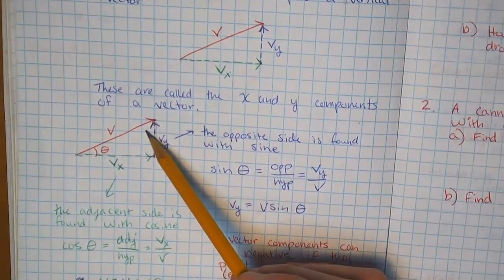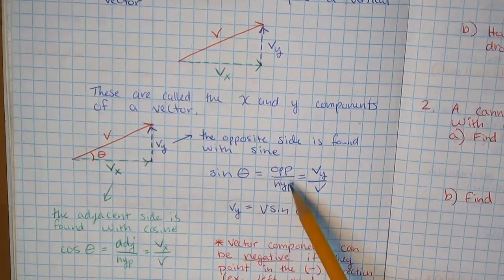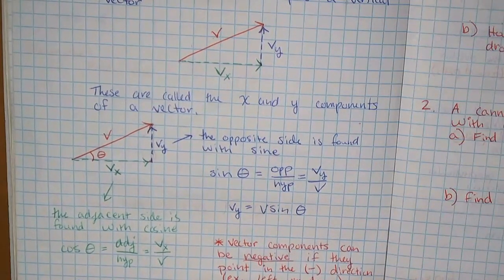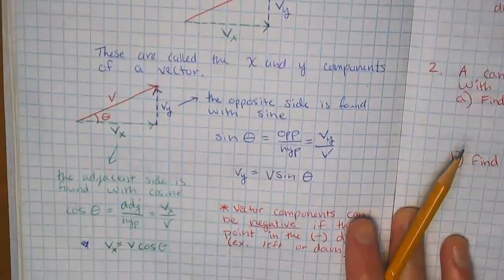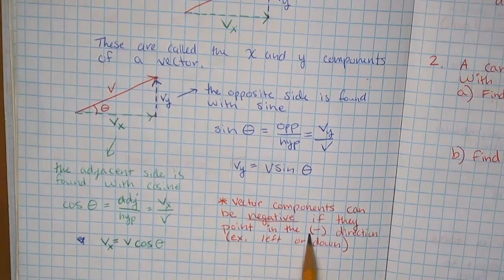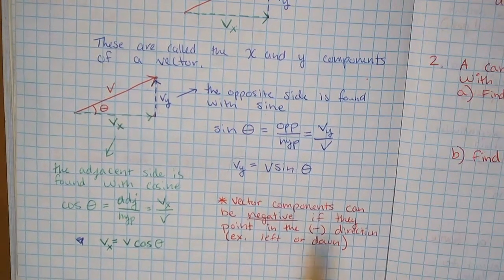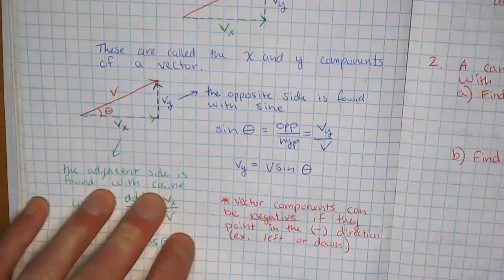So just realize that it's often the case, like probably 90% of the time, the y component is sine and the x component is cosine, but it's not always that way. So just be aware. We continue to use the same coordinate system that we've been using. So vector components can be negative if they point in the negative direction, which is generally to the left or down. So that's that. Okay, let's go ahead and take a look at the example problems here.